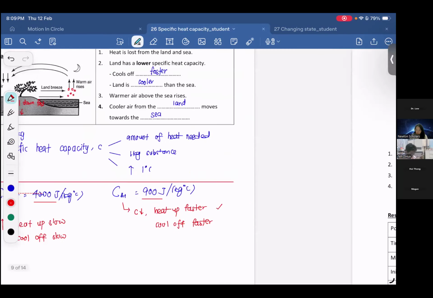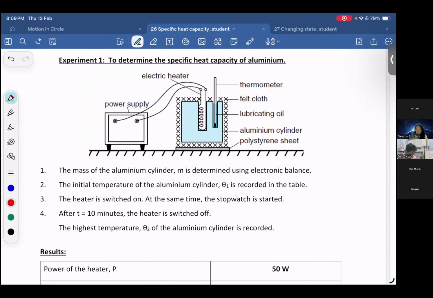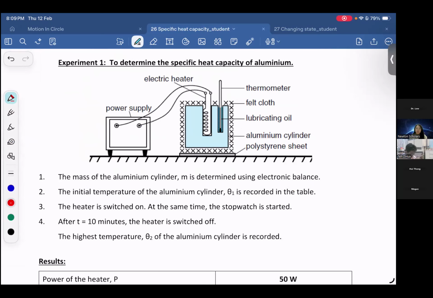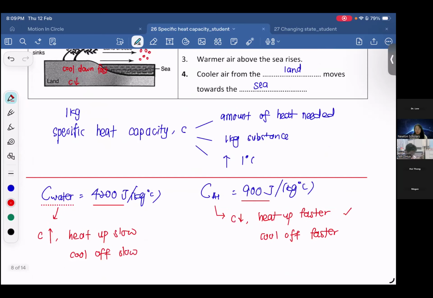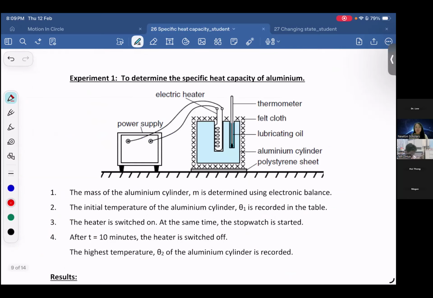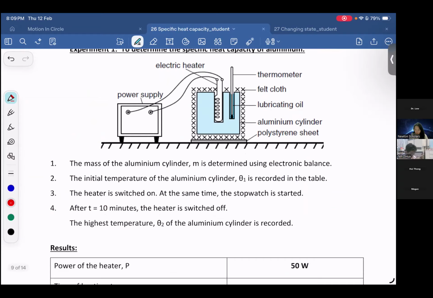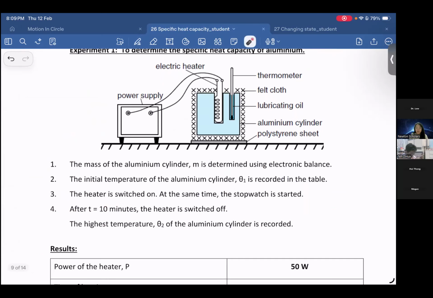Page number 9 is how we do the experiment to determine the specific heat capacity of aluminium. Just now I told you aluminium is 900 joule per kg per degree Celsius. Teacher, how do you know? Yes, we know because we can do the experiment and find out the C value. How do we conduct the experiment? Later we will have the video.